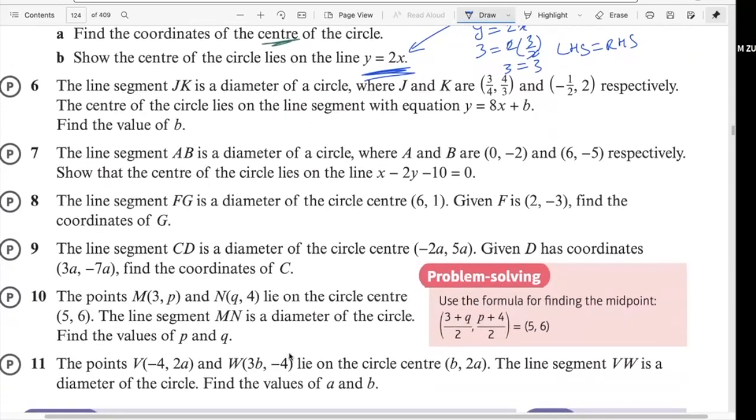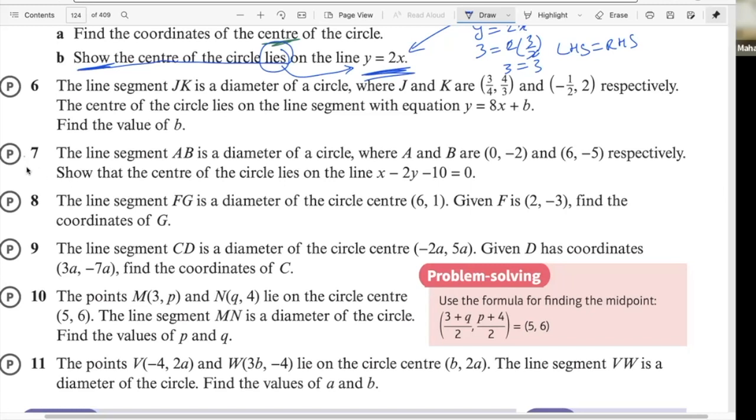Look at question number 7. It always has to be left hand side equals right hand side, right? Whenever we have to show, yes. The line segment AB is the diameter. It says, coming back to your point, show that the center of the circle lies on the line. If it lies on the line, then yes, left hand side must be equal to right hand side.